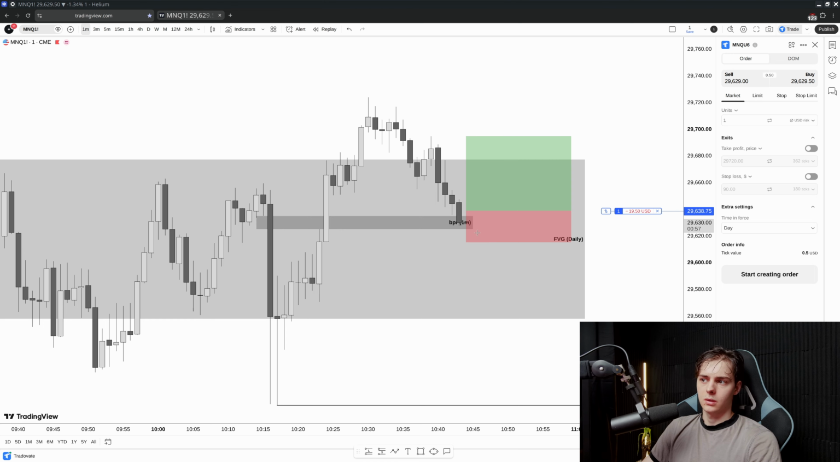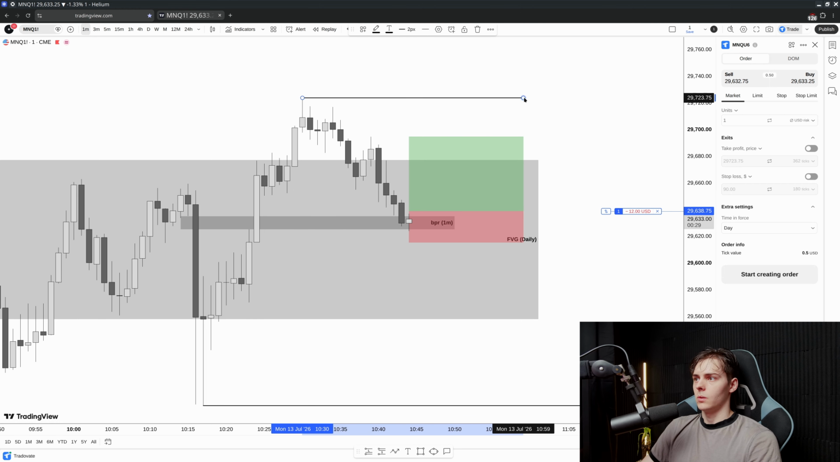Let's see how this goes. We should be rejecting off that BPR in just a couple of minutes or so, even a couple of seconds. This BPR should be holding. What we can also see is that all of these are going to be relative highs. We would also like to trade into that basically. So that's just one more reason why we should continue our movement onto the upside.